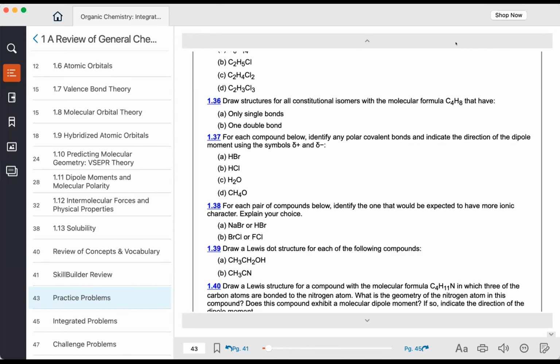Hello, we are working chapter 1.37 in the back of chapter 1. And as you can see here, 1.37 asks you to identify any polar covalent bonds and indicate the direction of the dipole moment in the molecules using the symbols partial positive and partial negative there. The lowercase Greek d, delta, means the partial sign.